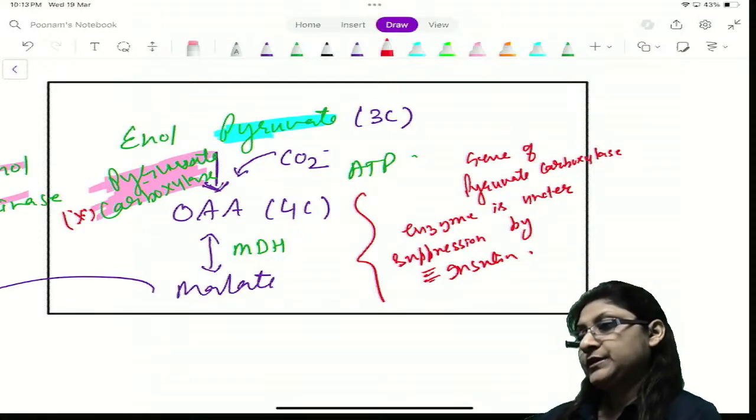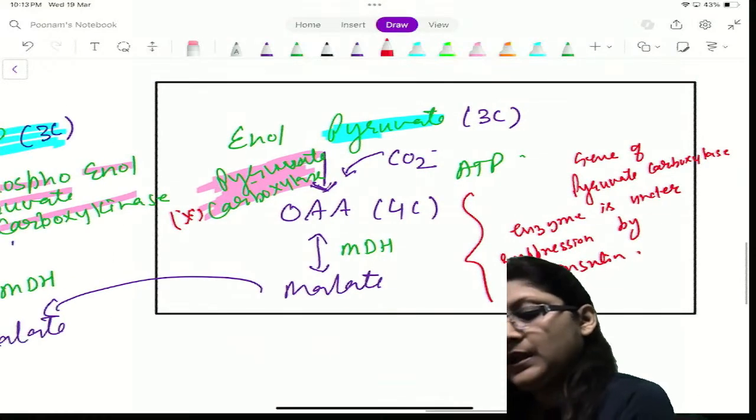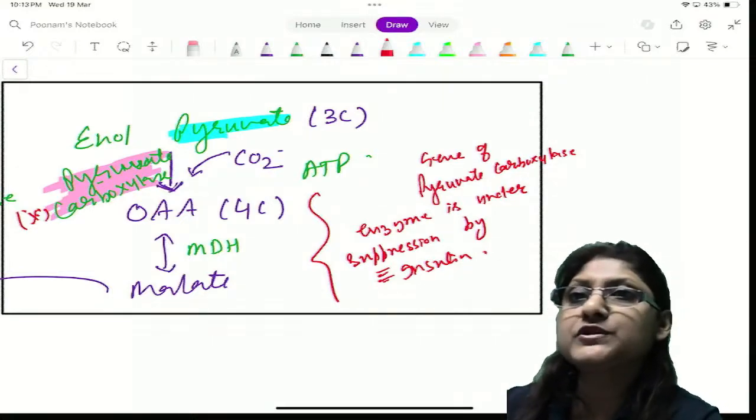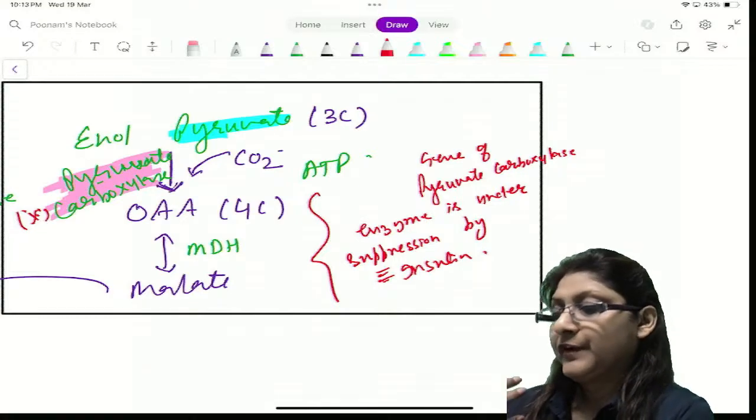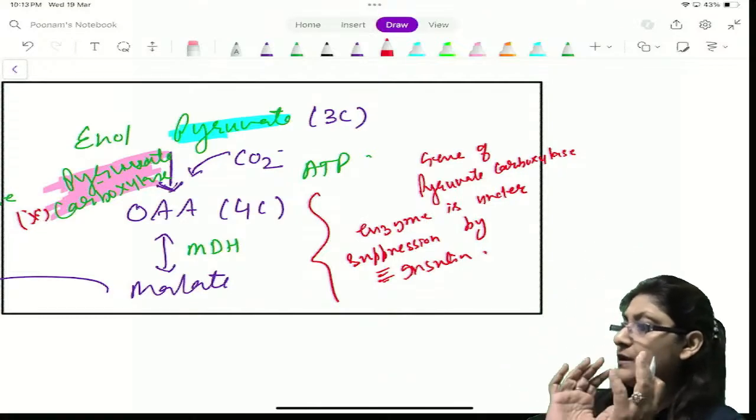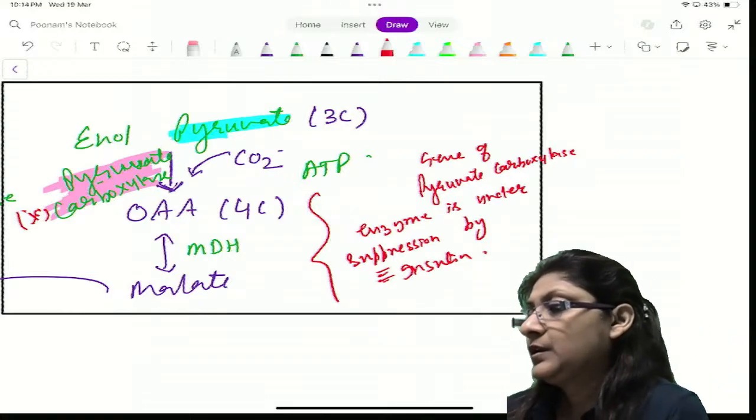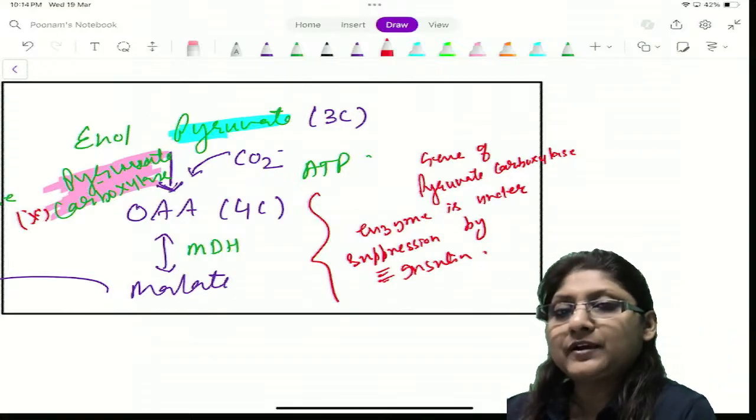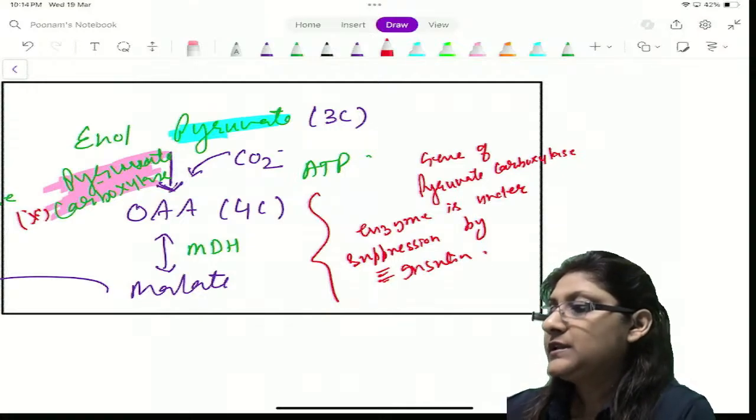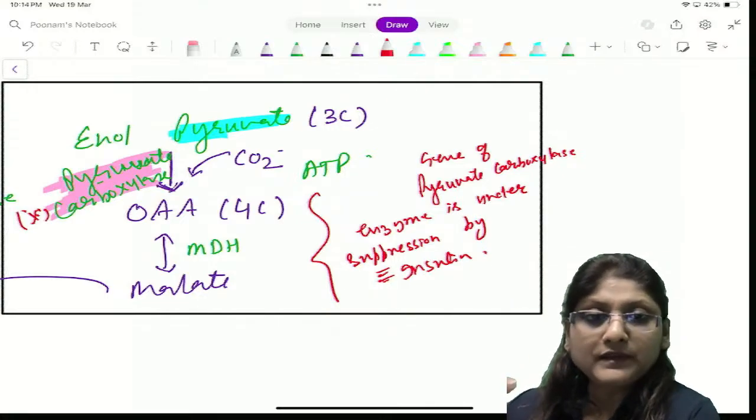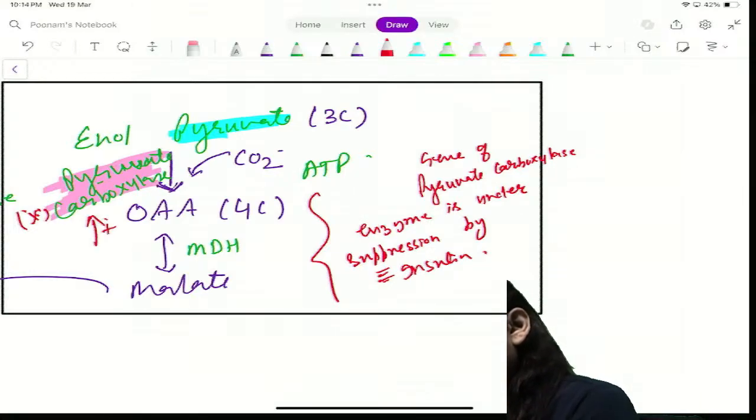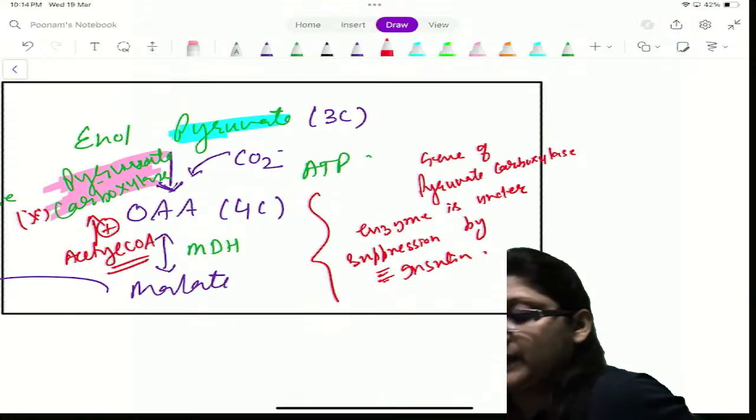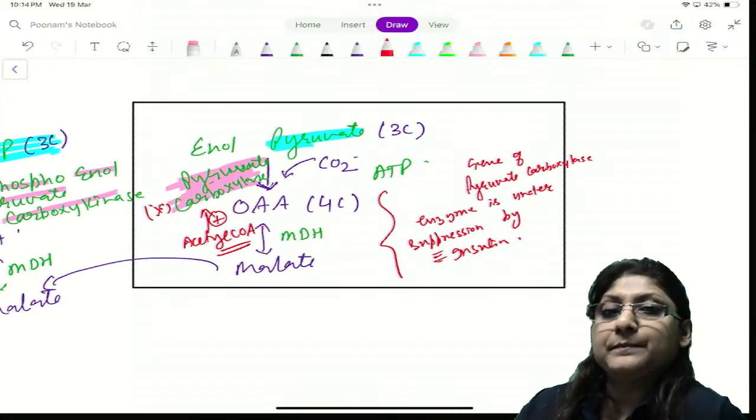That is number 1 point. And number 2 point is, it is not mere absence of insulin which is important for the functioning of this particular enzyme. Number 1 is the lack of insulin, which will allow the enzyme to be produced. And number 2, at the same time, you must have acetyl-CoA in the mitochondrial matrix to allosterically activate the pyruvate carboxylase enzyme.